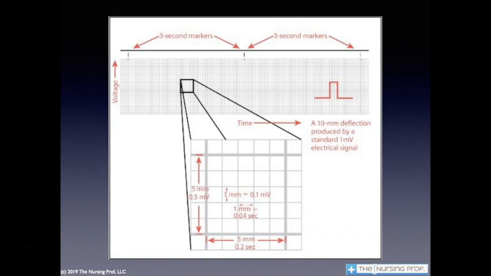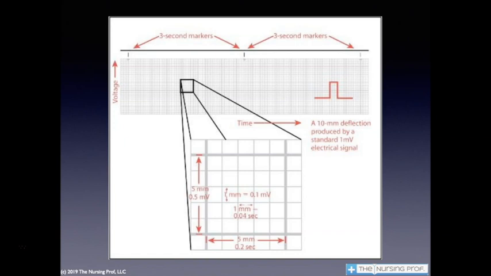So if we want to find out what a patient's rate is, we can look at how many complexes fall between 2 sets of 3-second markers. Well, why 2 sets? It makes it easier to multiply. If we have 2 sets, we have 6 seconds, and we multiply it by 10, we have 60 seconds. So if there are 5 complexes in that 6-second strip, and we multiply it by 10, we have a rate of 50. Makes it easy to do.